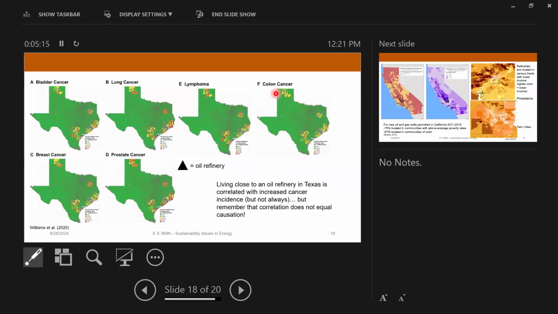There's also this problem with people who live near fossil fuel infrastructure: they generally see increased cancer rates. This was a study from 4 years ago by Williams et al., looking at rates of certain types of cancer and the spatial correlation with oil refineries. You can see with all these different types of cancers that generally, not always, but in general, you see increased cancer rates with greater proximity to oil refineries. So there's something of a spatial correlation there.